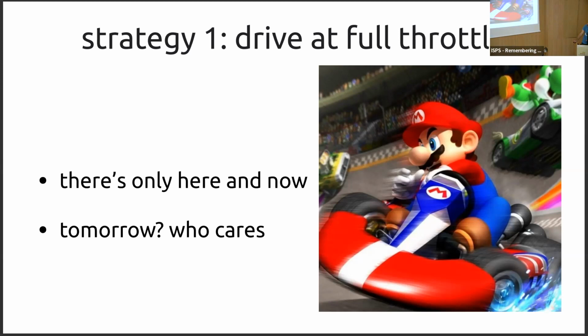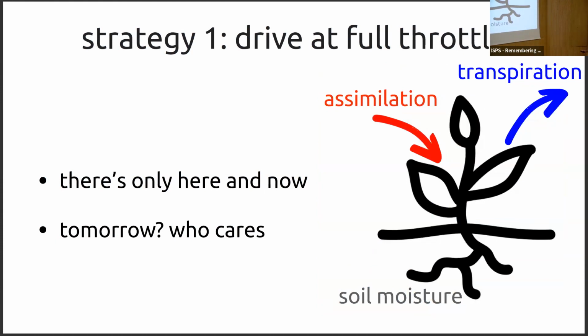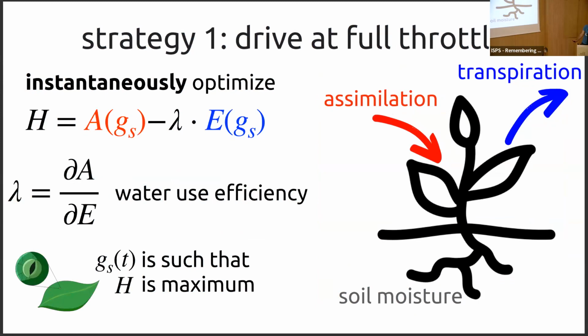The plant can drive at full throttle, so maximum speed. There's only here and now. Tomorrow, who cares? Drive as fast as you can. And so here we have a carbon simulation in red and water transpiration in blue, and we have soil moisture. And then finally, I can translate that into something that the plant wants to optimize. It wants to optimize carbon simulation while minimizing water losses.